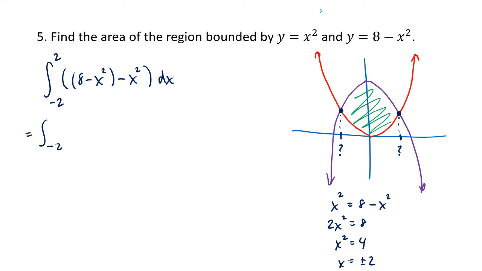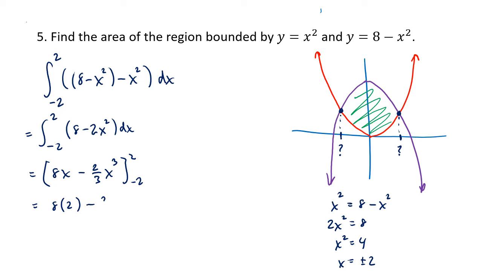Before we integrate, we'll do a little bit of simplification. That's going to be 8 minus 2x squared. Take the antiderivative. That gives us 8x minus 2/3 x cubed. Plug in 2, plug in -2, and subtract. So we're going to get 8 times 2 minus 2/3 times 2 cubed, and then minus 8 times -2 minus 2/3 times -2 cubed. Just be careful with all those negatives kicking around.